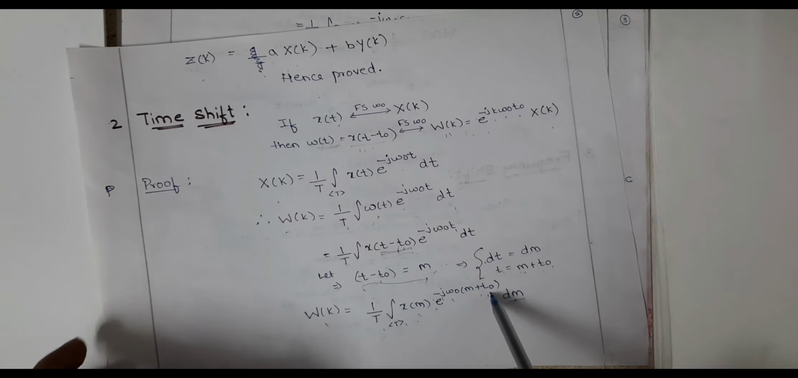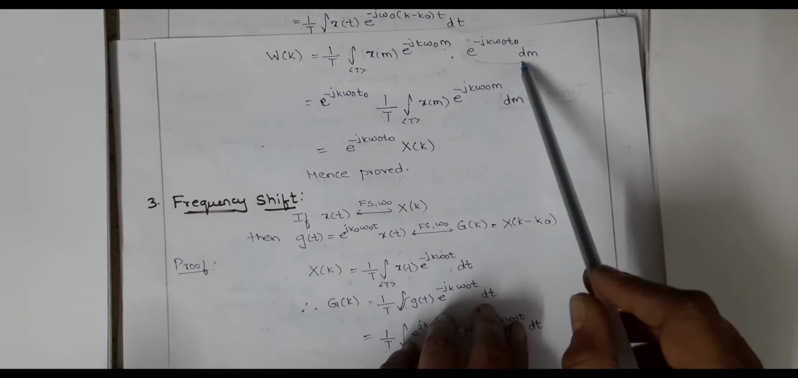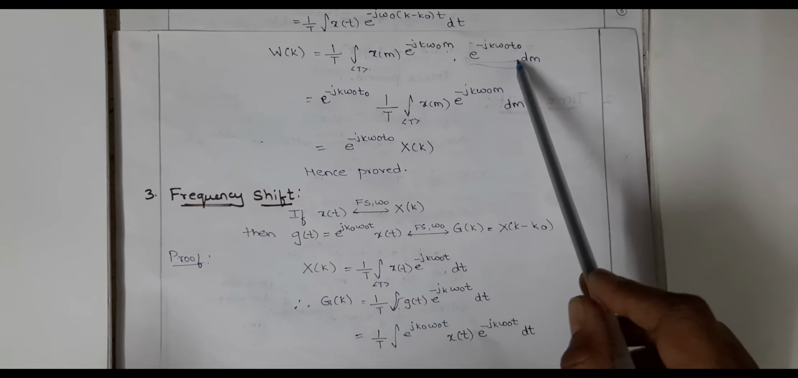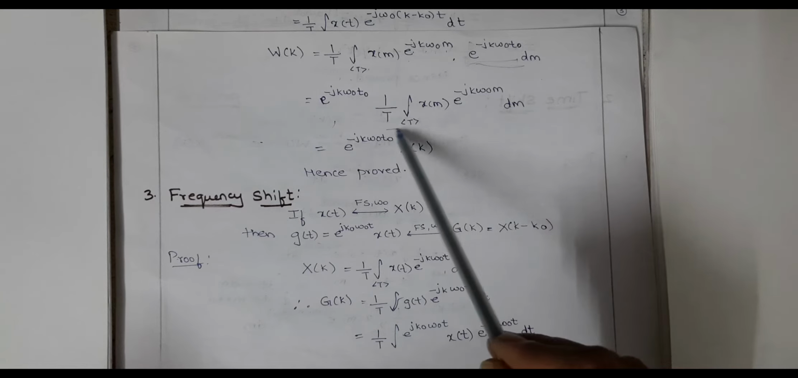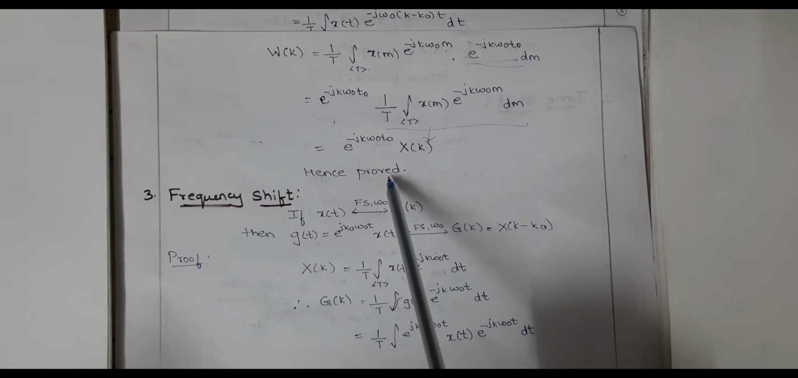Since we are differentiating with m, the t naught terms whatever is there will become constant, this term whatever is splitting will become constant, and we take it outside. The rest of the term whatever is there is nothing but x of k, hence proved.